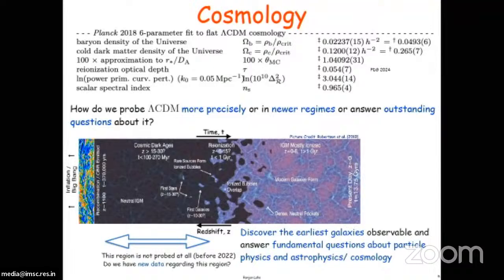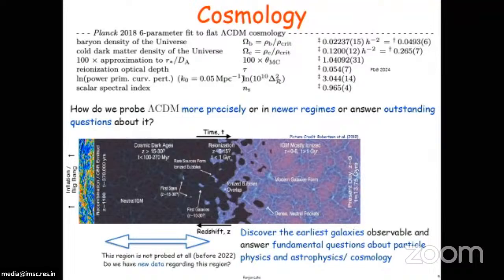The question is, how do we probe lambda CDM more precisely, or how do we probe regions which we have never seen before? This was already hinted at in my previous slide. If you look at this plot, the CMB we know extremely well. Low redshift, we know quite well, but this dark region is something we do not know at all. So the question is, can I do new physics by studying this?